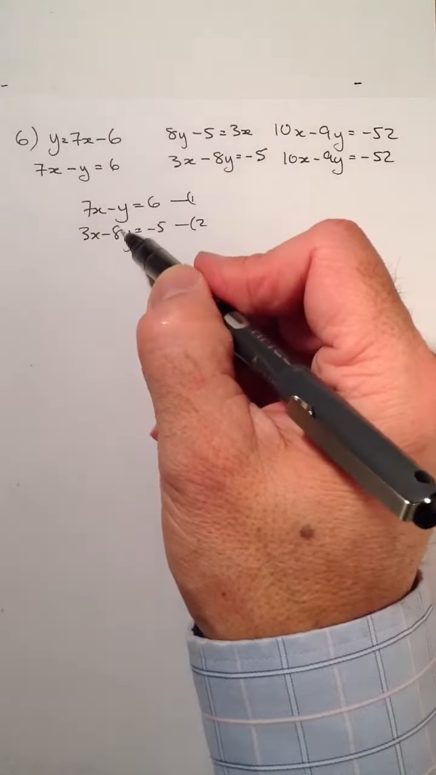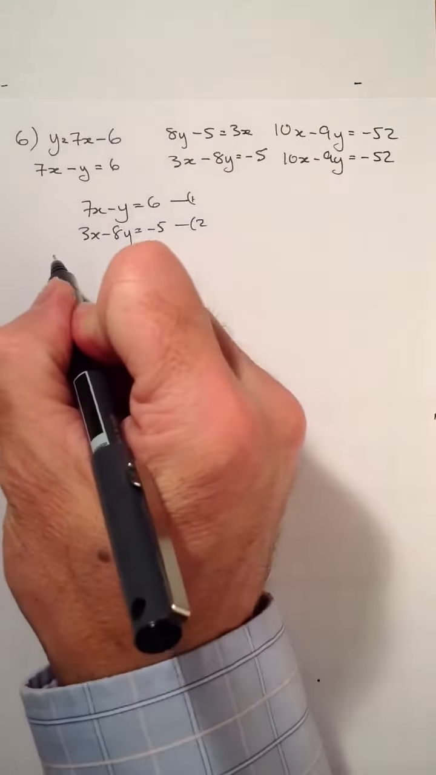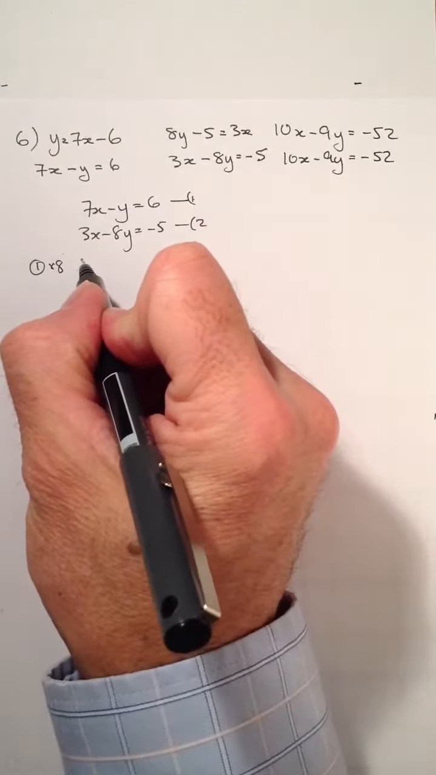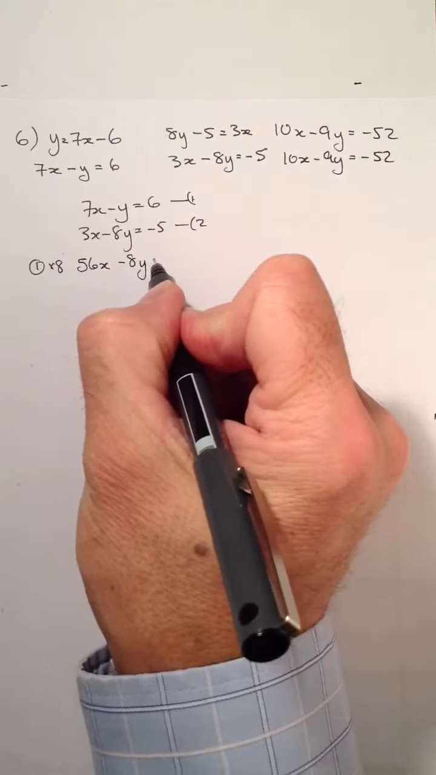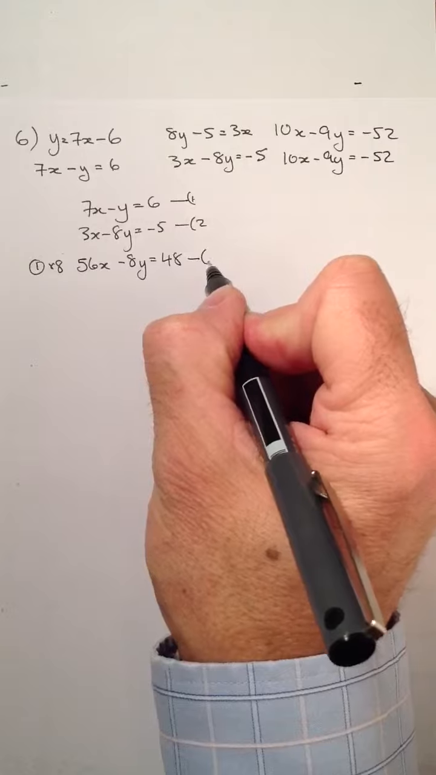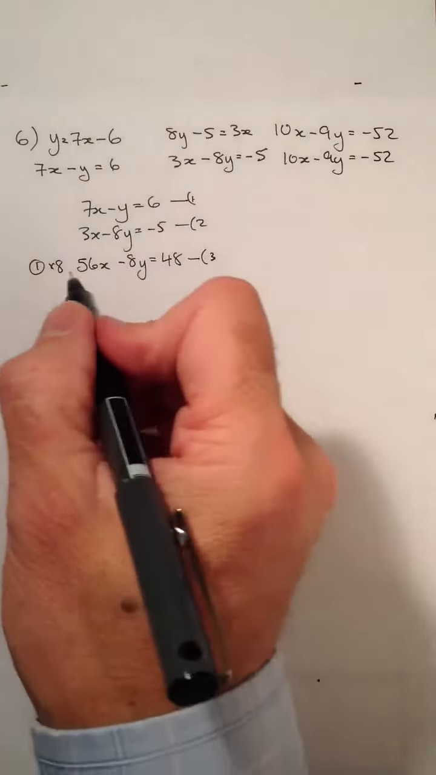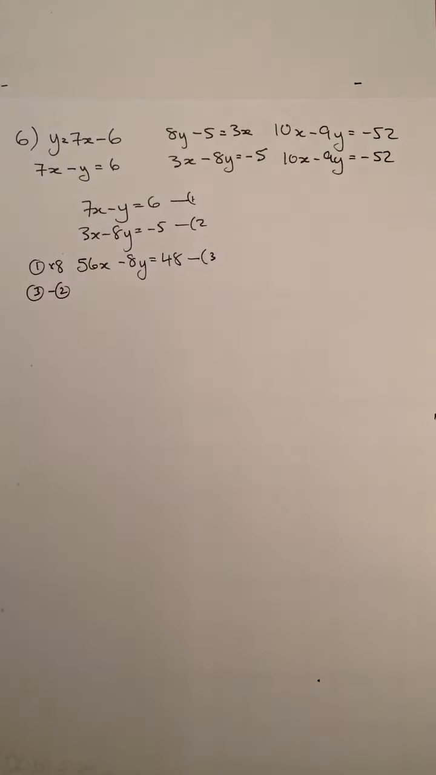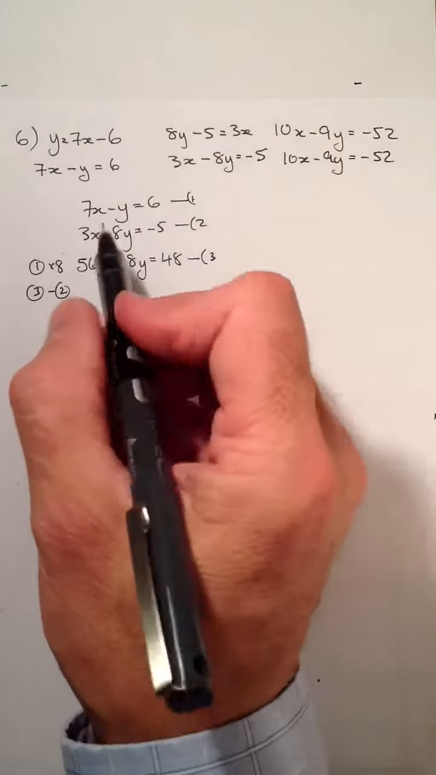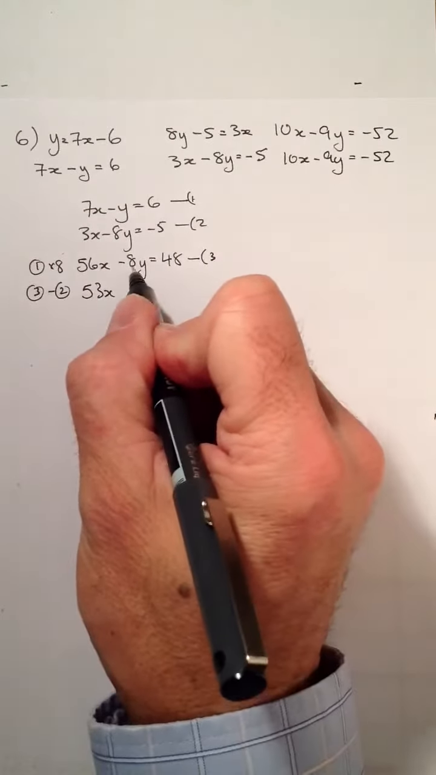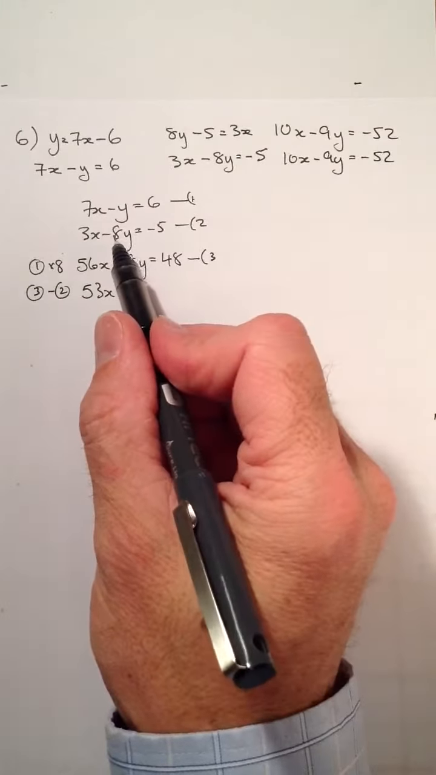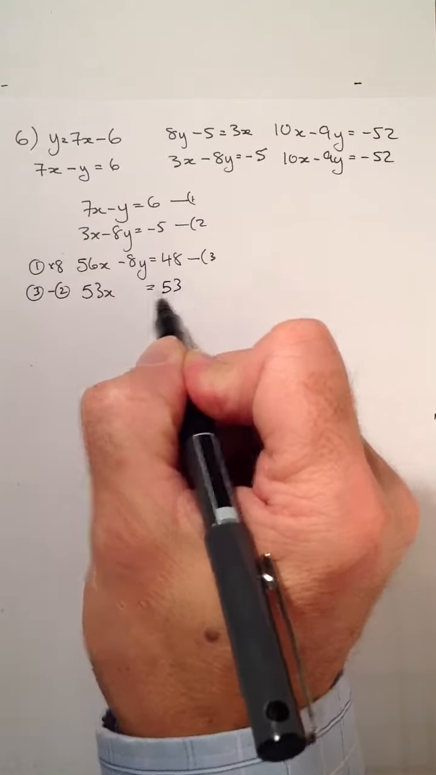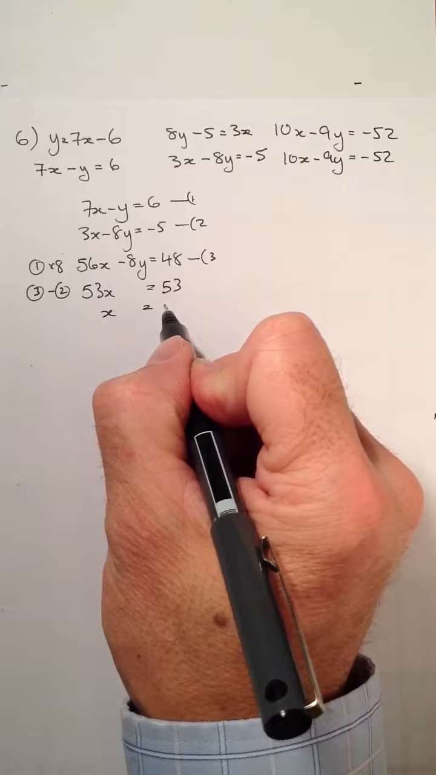To eliminate the y's, I'm going to multiply equation number 1 by 8. So 8 times 7 will give me 56x minus 8y, and that equals 48. That's going to be my equation number 3. To eliminate, I'll take equation 3 and subtract equation number 2. So I will get 53x, and the 8y's will disappear, and I have 53 at this side. So I know that x here is going to be equal to 1.